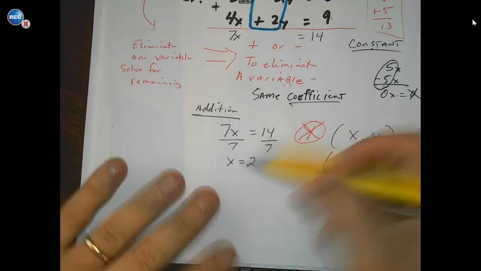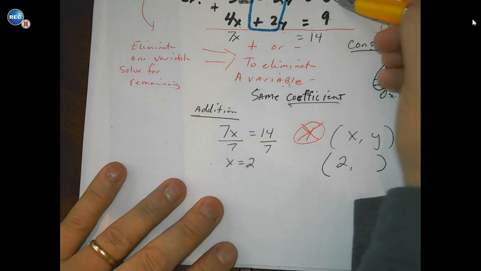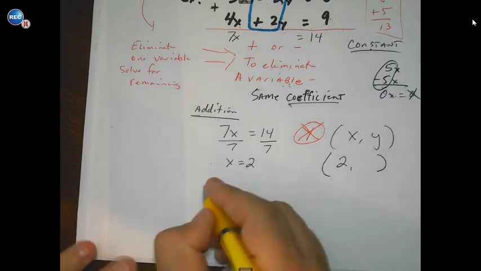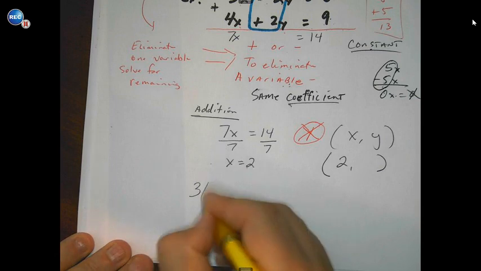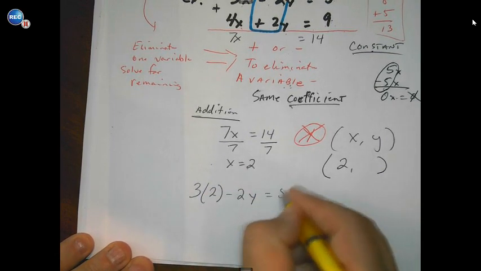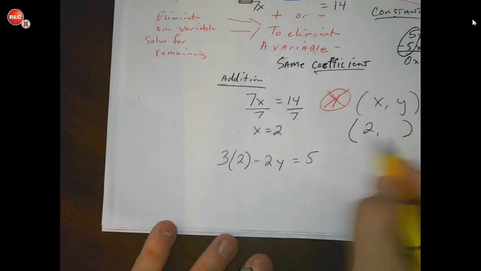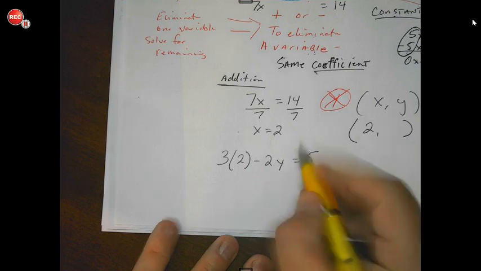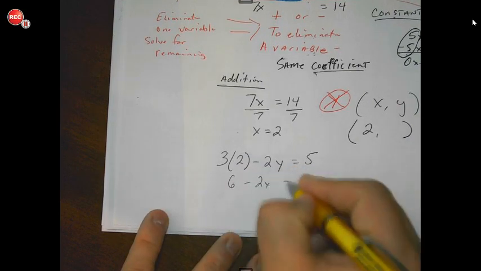That's right. You want to put it back into either one of these original equations. Let's put it into the first one. So we have 3 times 2 minus 2y equals 5. Now we're going to solve for y, because that's our variable we still don't know. We get 6 minus 2y equals 5.